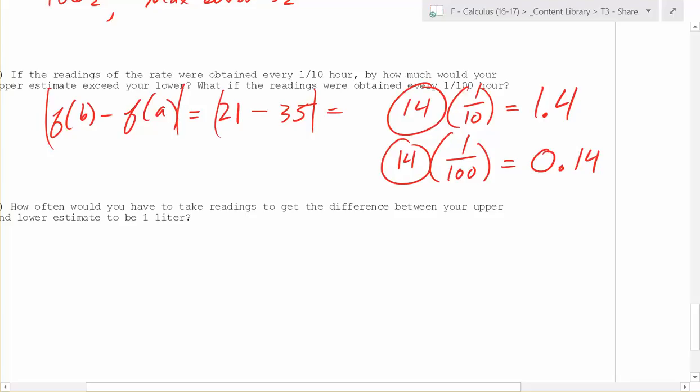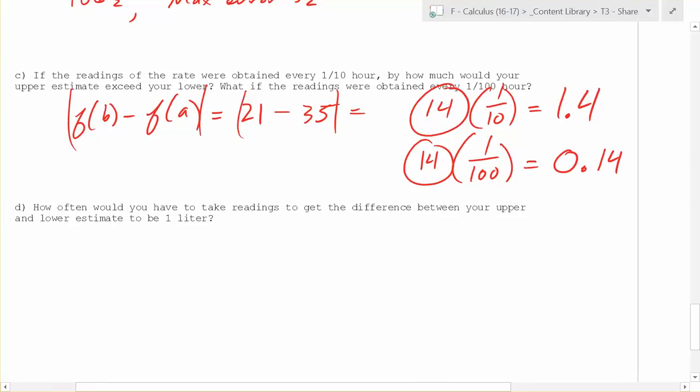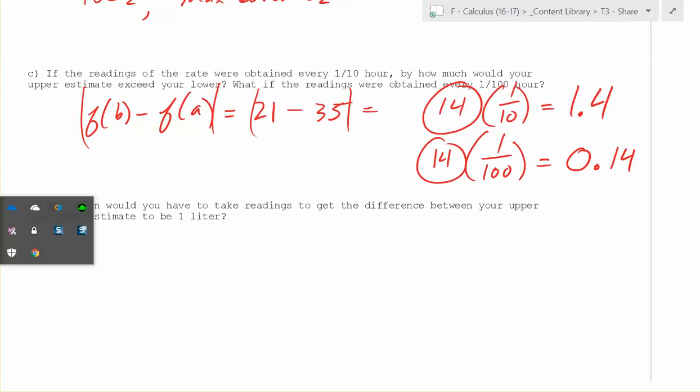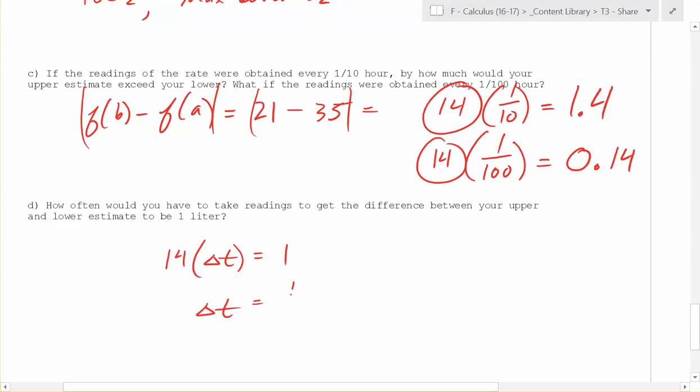The number 1. So answer D for me based on the work we just did. You're going to have to write in 1 over 14. So how often would you need to take this to get a difference between your upper and lower estimate to be 1? It'd be 1 over 14th of an hour. Exactly. Good. Can you divide an hour by 1 over? Sure. Good. Yeah, it's nice.